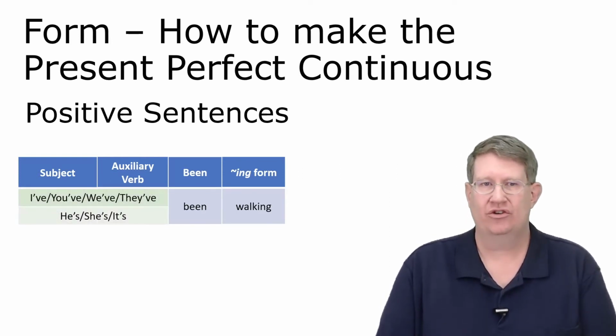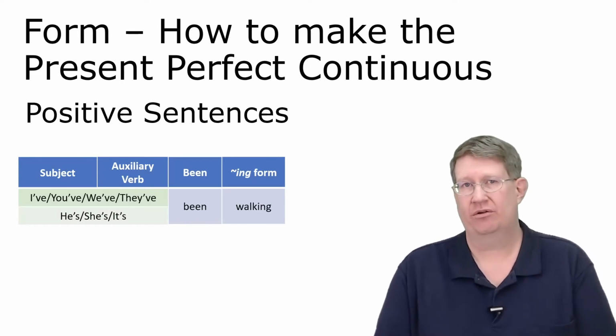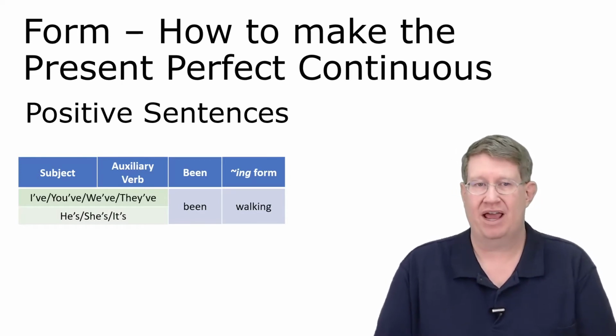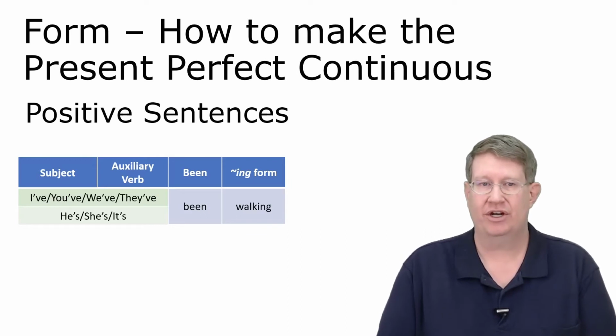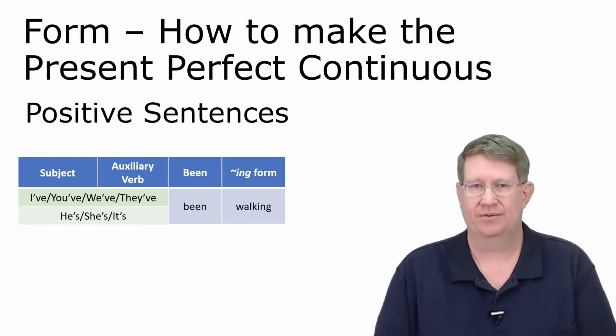We can use contractions. We can put the subject and the auxiliary verb together. So instead of I have, we can say I've. Instead of he is, he's.